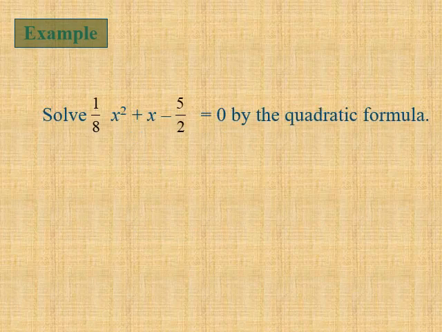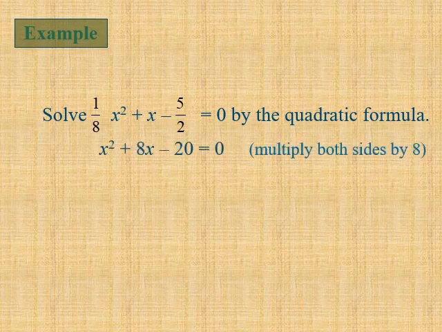Another example, we have 1 over 8 x squared plus x minus 5 over 2 equals 0. Let's find the values of a, b, c. a equals 1 over 8, b equals 1, and c equals negative 5 over 2.